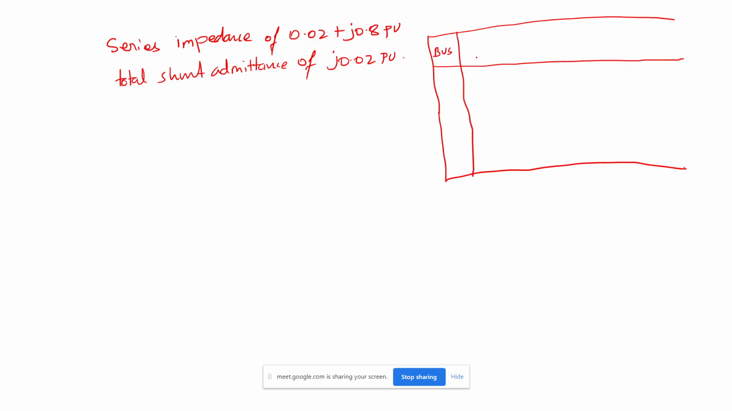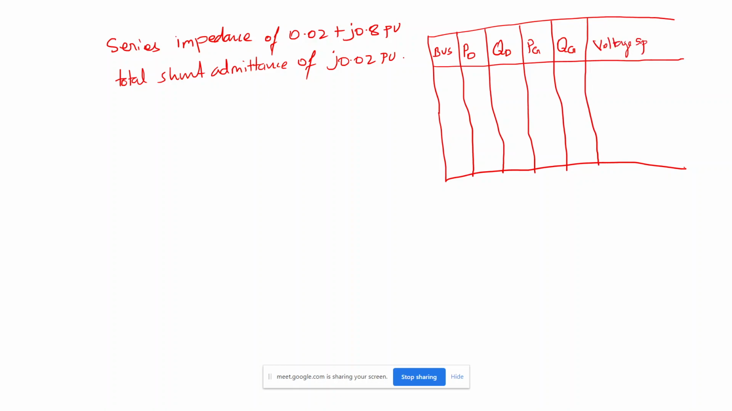This is bus and then it is PD. PD means real power demand, and then reactive power demand, and then generated real power, and then generator reactive power, and then voltage specification. So voltage specification they have given.